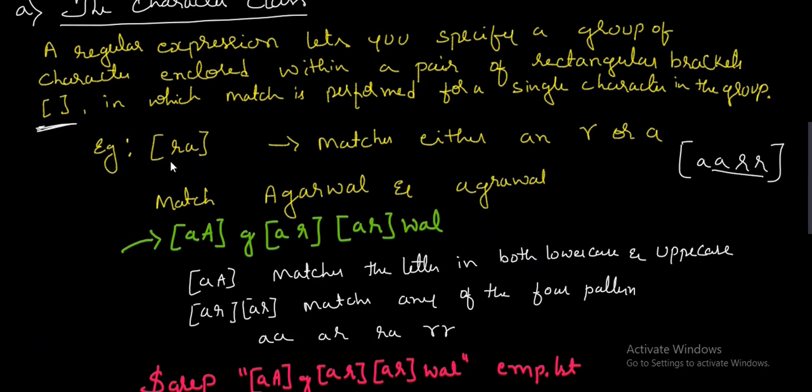Now, for example, if I want to match the pattern RA, this is how you need to represent it. In the brackets, you write RA. What is the meaning of this? It either matches the character R or it matches A, not both. Any one character it is going to match. That is how the character class is specified. Are you able to understand?